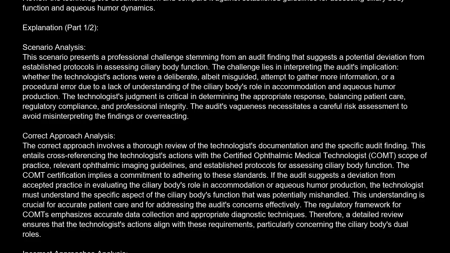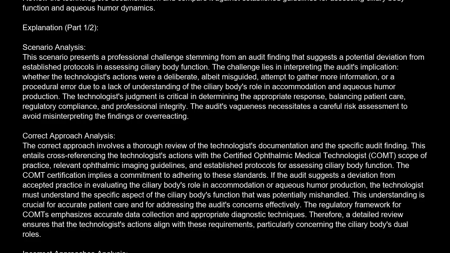Correct approach analysis. The correct approach involves a thorough review of the technologist's documentation and the specific audit finding. This entails cross-referencing the technologist's actions with the certified ophthalmic medical technologist, COMT, scope of practice, relevant ophthalmic imaging guidelines, and established protocols for assessing ciliary body function. The COMT certification implies a commitment to adhering to these standards.